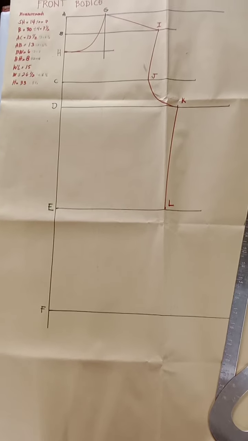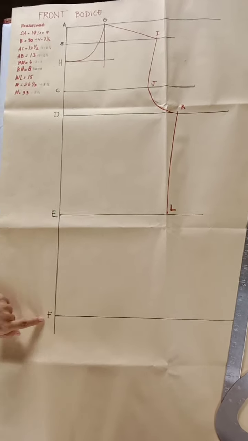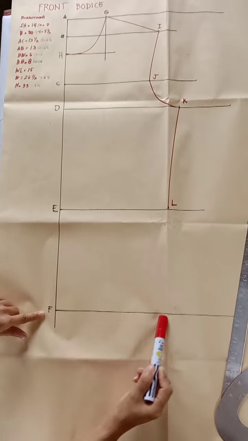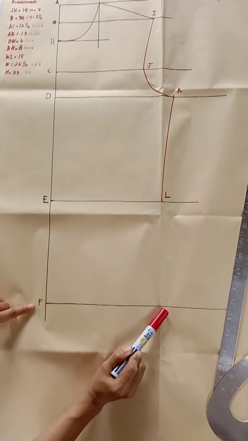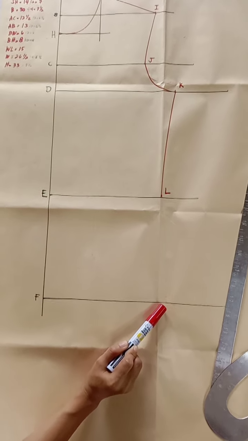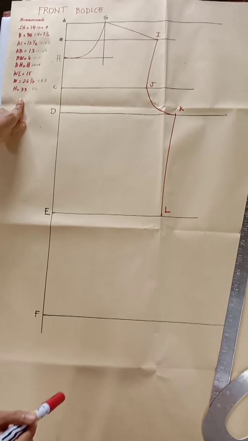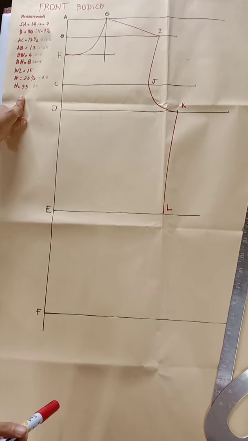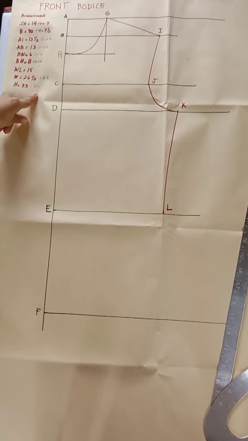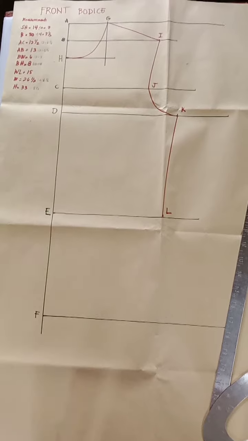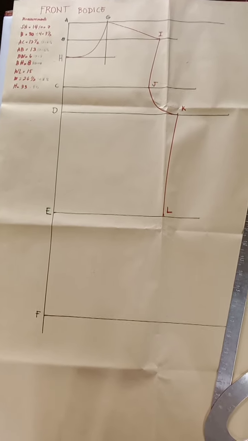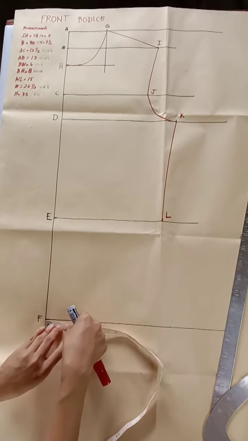Okay, step 14. From point F to point M, use 1/4 of hip measurement. So, ang ating hip measurement ay 33. Kung i-divide natin siya into 4, ang makukuha natin is 8 and a half. Hindi na natin kailangang mag-add ng allowance for the hip measurement. So, as is na lang siya na 8 and 1/2.